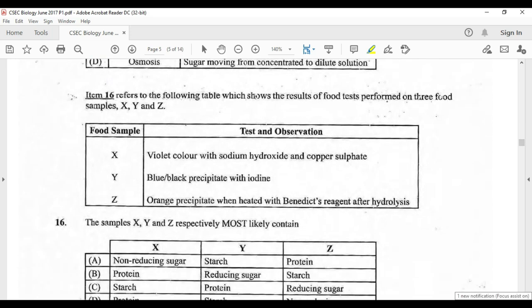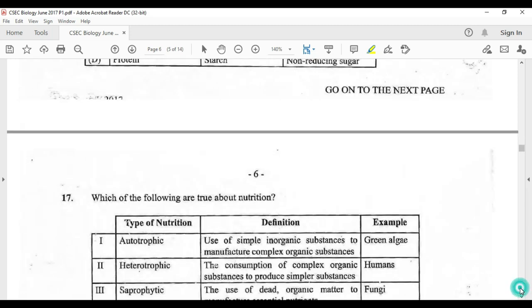Moving on down, item 16 refers to the following table, which shows the results of food tests performed on 3 food samples, X, Y, and Z. All right, so we are seeing a violet color with sodium hydroxide and copper sulfate, which suggests a protein, and blue-black with iodine suggests starch. We are seeing this orange precipitate, and hydrolysis there, which suggests that is a non-reducing sugar. Alright, so let us just go up and down to see what the options are.